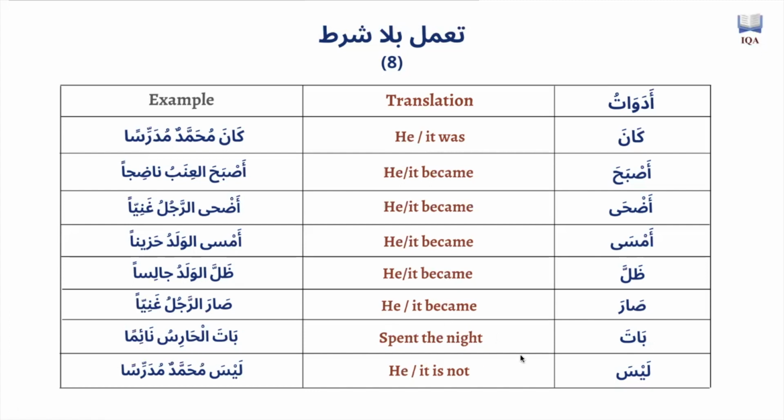Bata means to spend the night, or he spent the night in a specific state. So bata al-harisu na'iman. Al-haris means the guard, so the guard spent the night na'iman, sleeping. So it means that you spend the night in a specific state, if you will. Laysa means here it is not. Laysa Muhammadun mudarrisan. Muhammad is not a teacher. So these are the 5 that function without any condition.